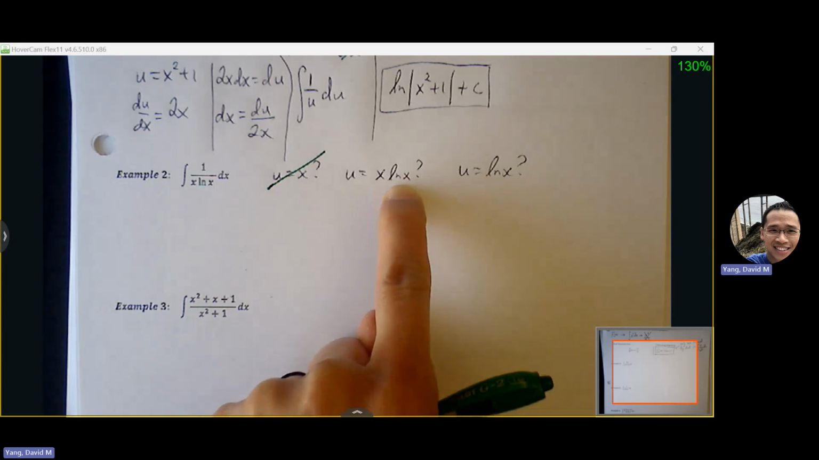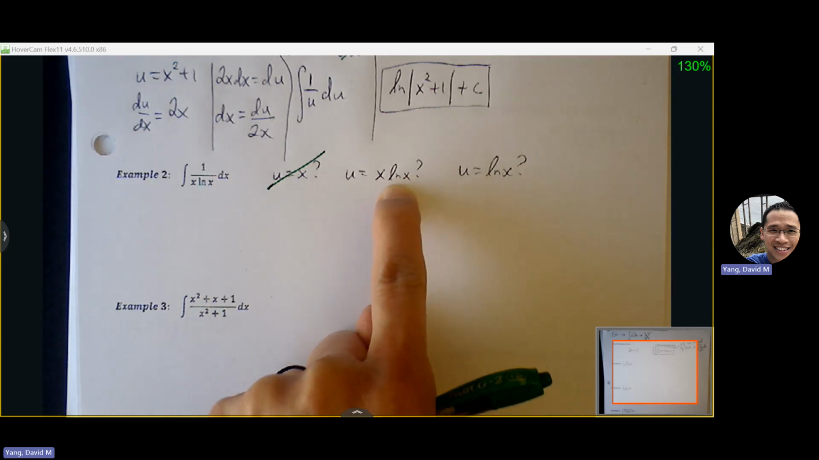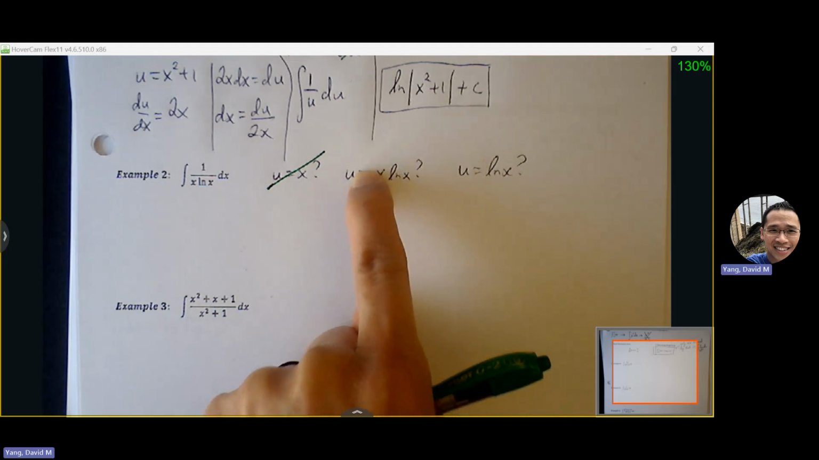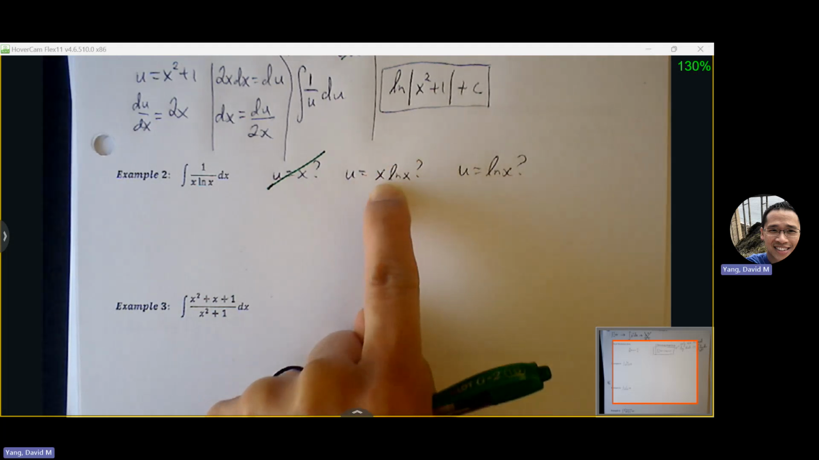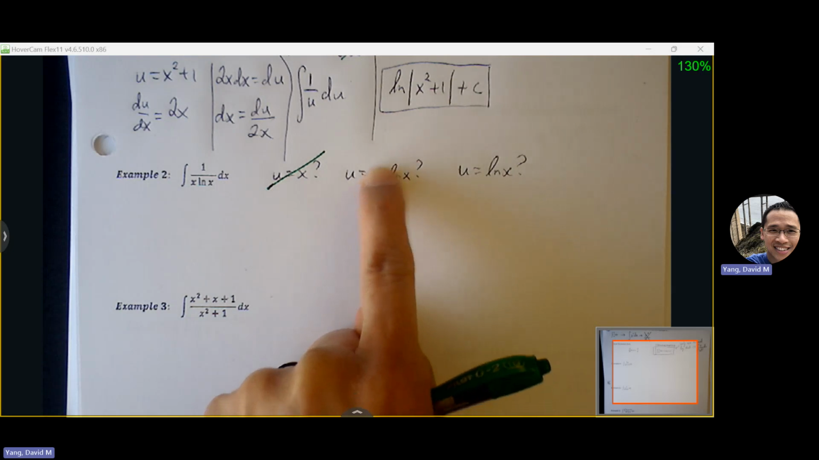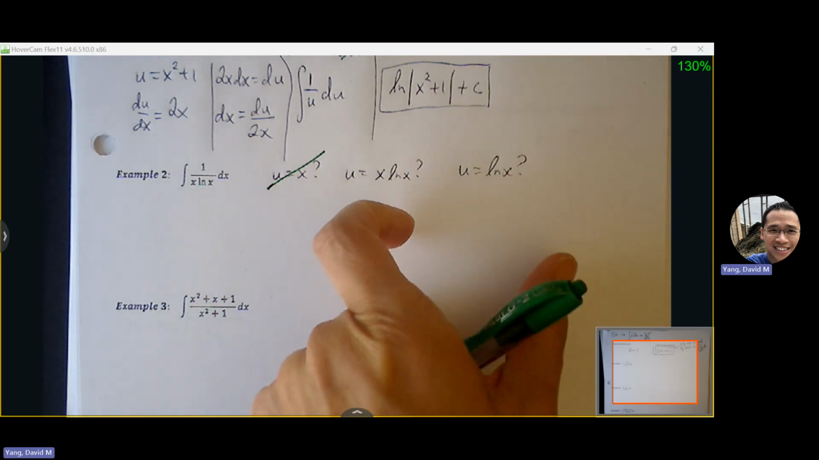If we let u be x natural log of x, what would the derivative produce? Or what would you have to do to produce the derivative, du over dx? These are two separate terms here. We would have to go through what to find the derivative? Product rule.